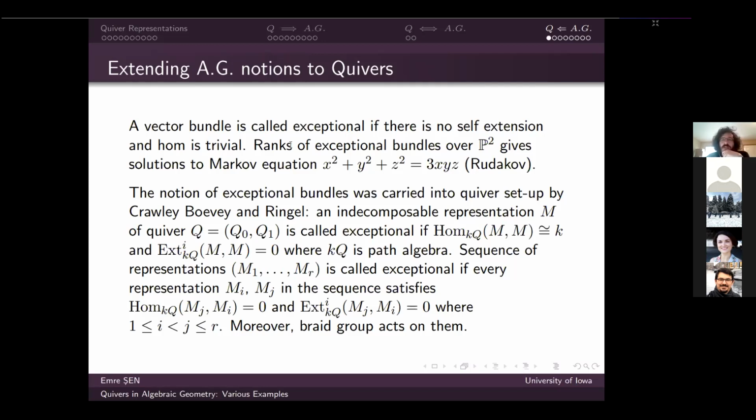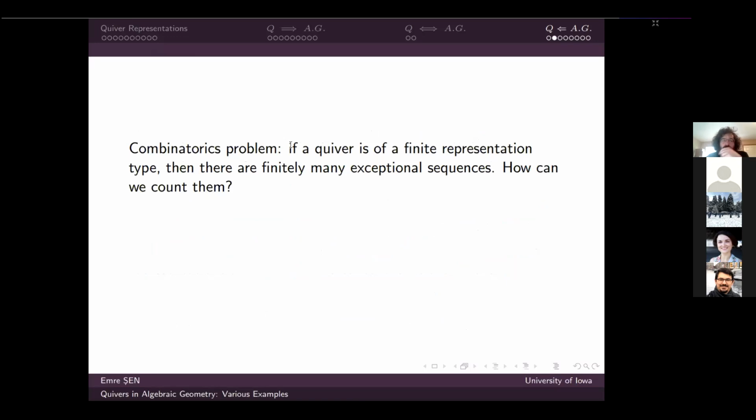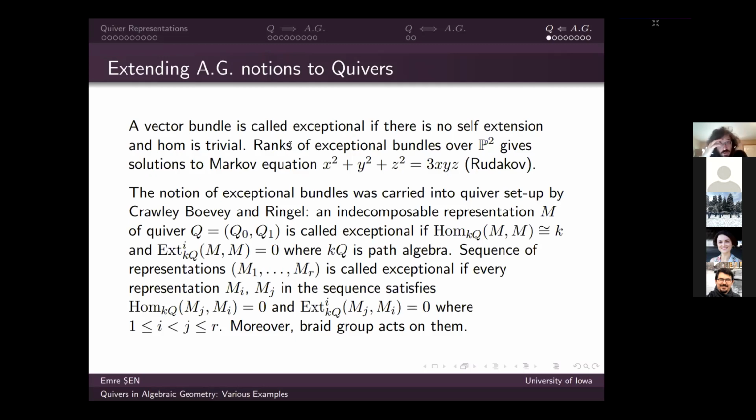Okay. But when we carry things into the quiver setup, we face another nice problem. So let's consider just the finite representation type. There are finitely many modules, therefore there are finitely many exceptional sequences. And then what are the numbers? So for a given quiver, how do we count them? Is there a nice combinatorics going on there? Because even from this part, they solve this Markov equation, right? This is what we expect. We expect a rich combinatorics there.